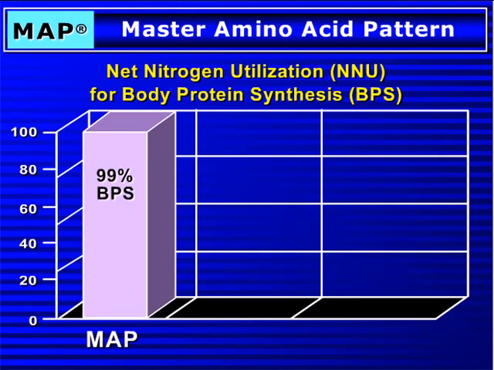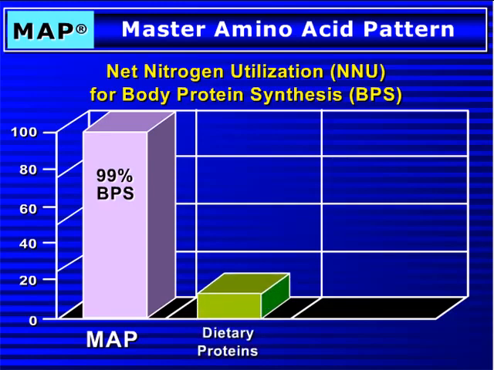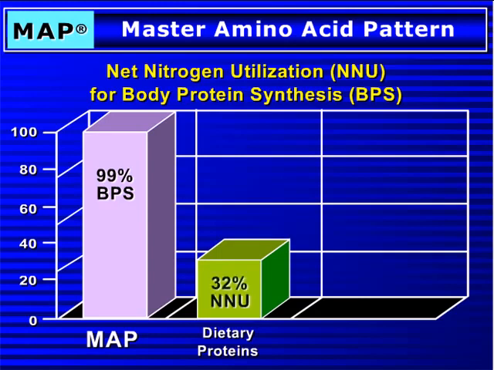This means that 99% of Maap's constituent amino acids act as precursors of body protein synthesis, or BPS, to become body's constituent proteins. By comparison, the most nutritious dietary proteins, such as meat, fish, or poultry, provide an average of 32% NNU. Consequently, only 32% of their constituent amino acids can act as precursors of BPS.